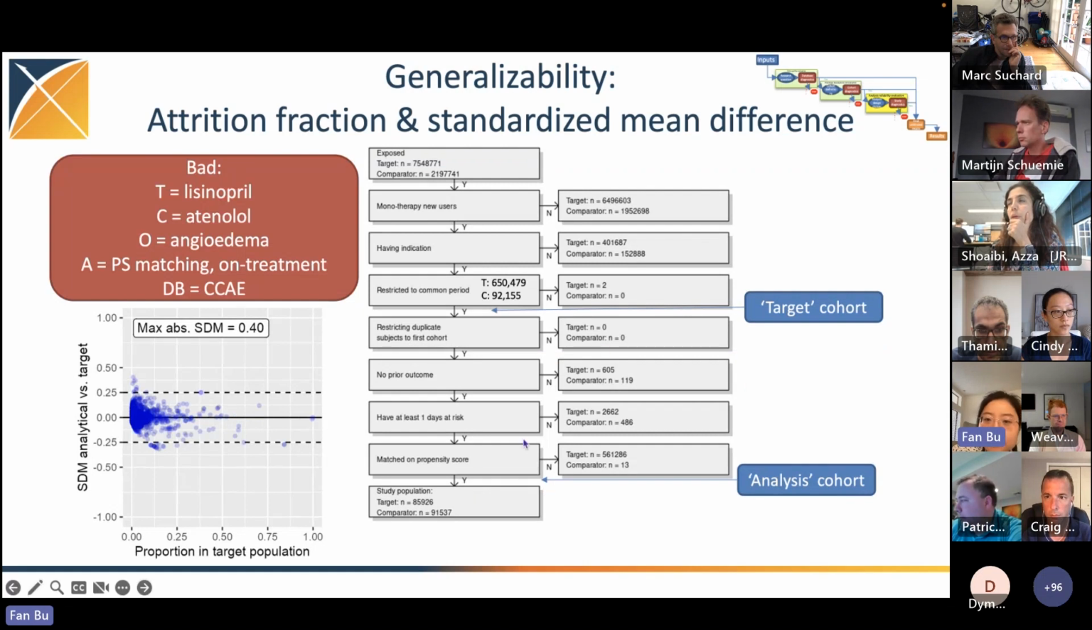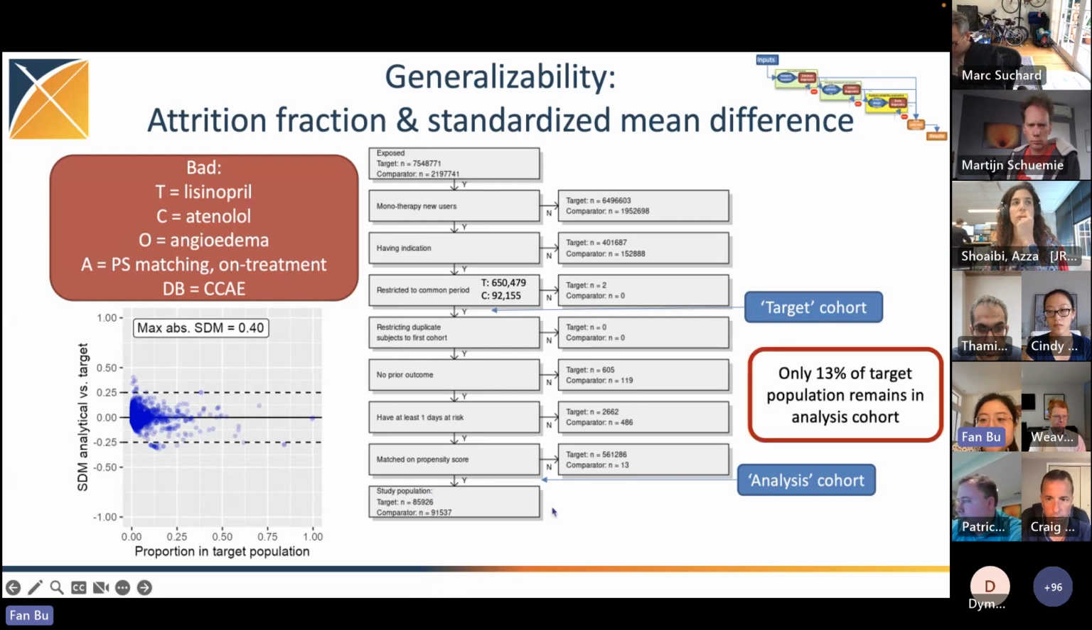And in this example, we start with a target population that's really large right here, but we end up with an analysis cohort that's really small. In this case, only a small fraction of the target population still remains in the analysis cohort, and that's usually a concerning sign because we would be running our analysis on a very small subset which may not be very representative of the composition of the target population.